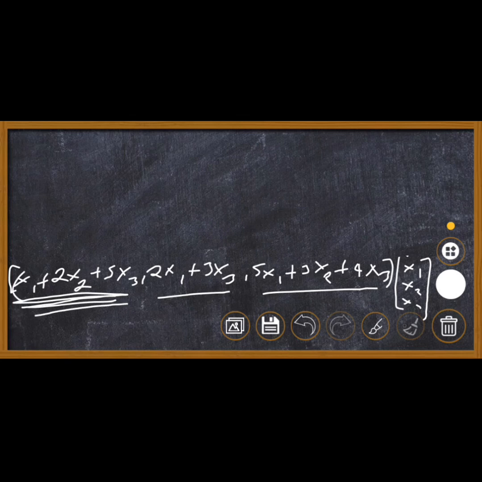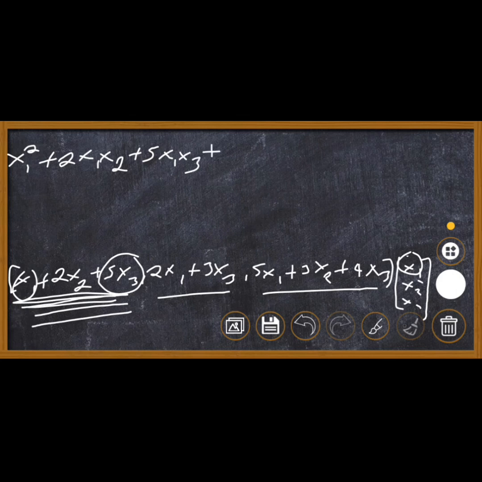So x1 multiplied by x1, what's that? It's x1 squared plus 2x2 multiplied by x1. We are going to have what? 2x1 and x2 plus x3 multiplied by x1. We have what? 5x3 multiplied by x1. We have 5x1 and then x3. Okay, so we are done with this part here.